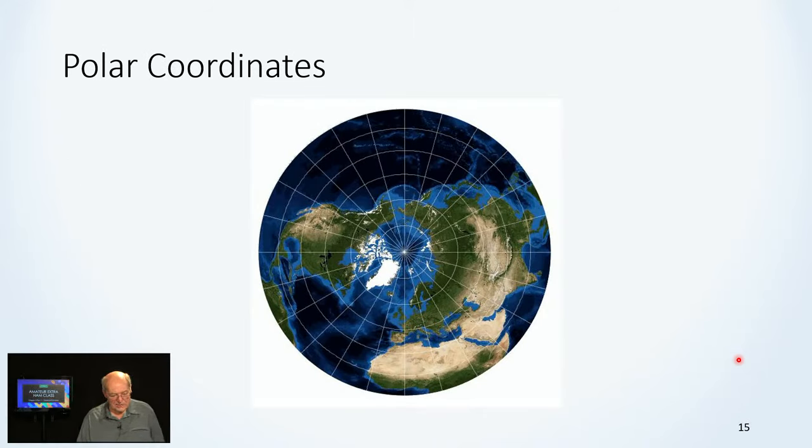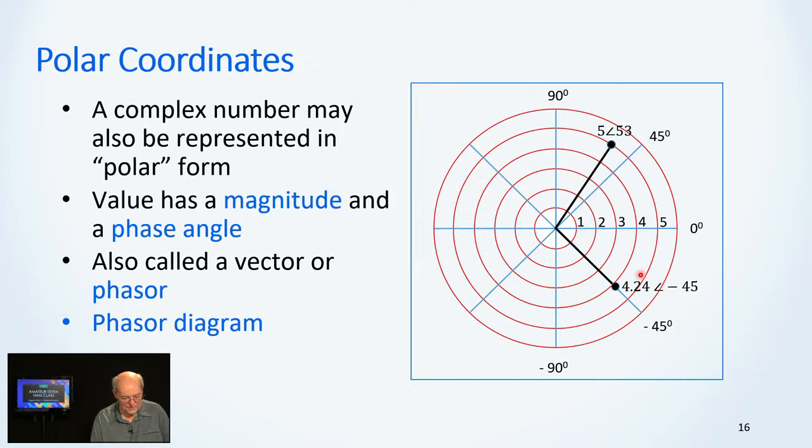Now let's talk about polar coordinates. The way this helps me remember it, if I look down on the world, polar, I've got all of these lines going out from the North Pole. Okay, now let's consider some facts about polar coordinates. A complex number may also be represented in polar. That was like the hiking analogy that we showed you. In this case, we have a magnitude and a phase angle, only in the polar coordinate system. So in this case, we've got a line that's 5 units long. That's the magnitude. And then the phase angle is counting from 0, coming around to 53 degrees in this case. So we have a magnitude and a phase angle.